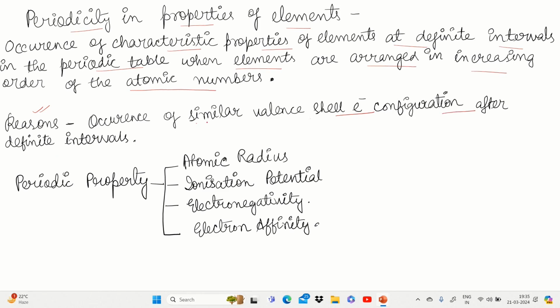There are four major properties in our syllabus. First is atomic radius, then ionization potential, electronegativity and electron affinity. So these are the four things we will be doing in brief.